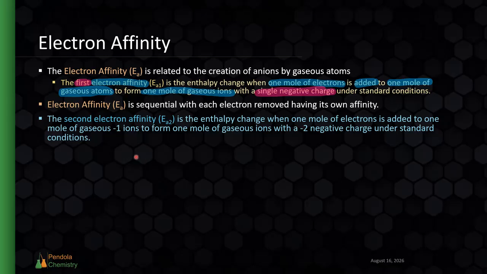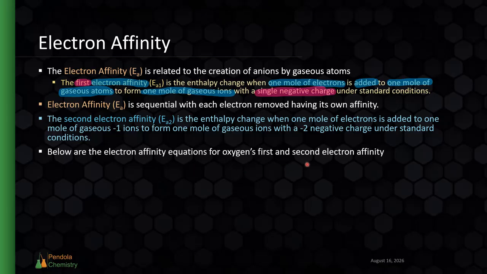When you think of these definitions, don't just memorize the definition, look at which sequence it is, first, second, third, and then you can adapt the definition slightly. The base definition is still the same. 1 mole of electrons added to 1 mole of either atoms or ions to form 1 mole of ions, and then the charge of those ions will depend on which electron affinity we're looking at.